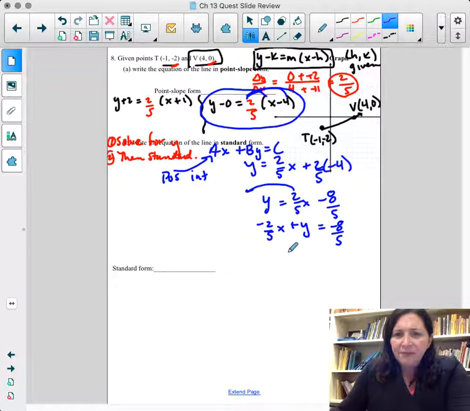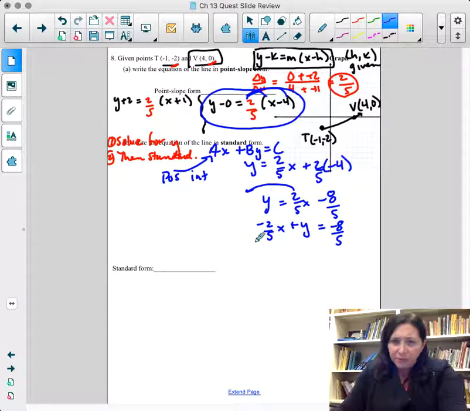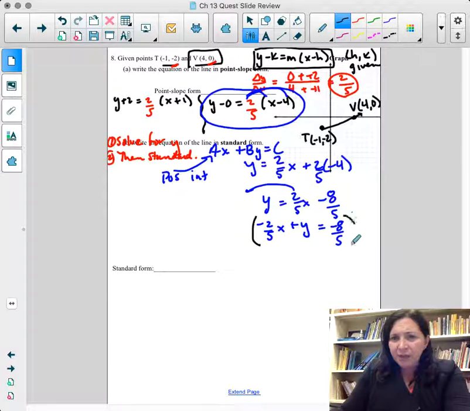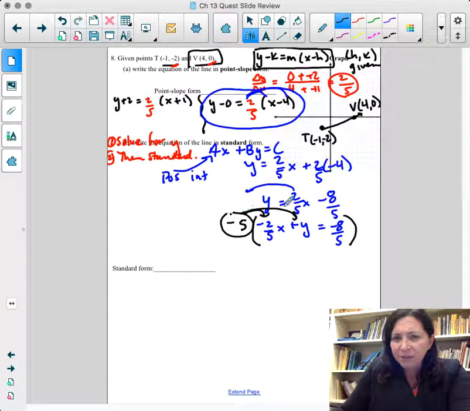And then once I've done that, I do notice that for my A term to be a positive integer, I do need to do two things. Number one, I need to get rid of this divided by 5, so I'm going to multiply by 5. And the second thing is I need to lose the negative sign in front, so I'm going to multiply by negative 5. So every term is going to be multiplied by negative 5, every single one of these, okay?